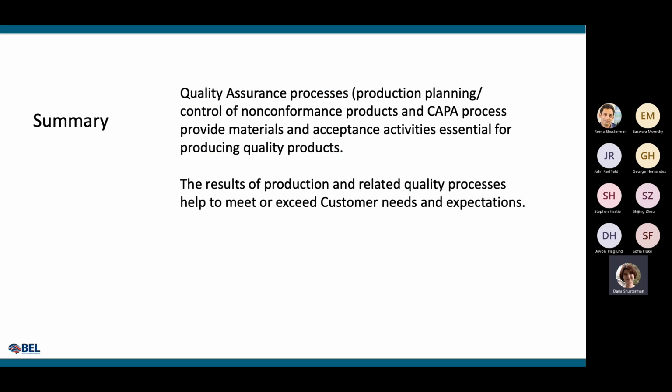So, as a summary, quality assurance processes, production planning control or non-conformance products and CAPA process, they provide material and acceptance activities essential for producing quality products. The results of this production and quality assurance processes help us meet or exceed customer needs and expectations.